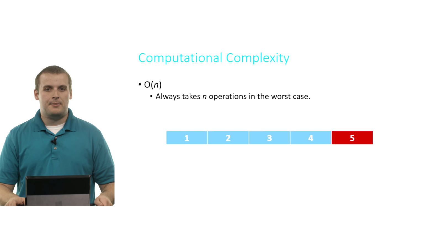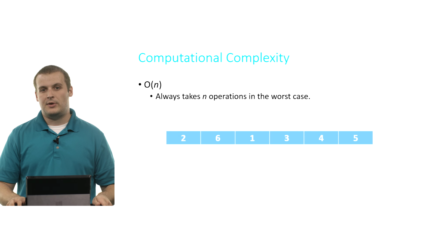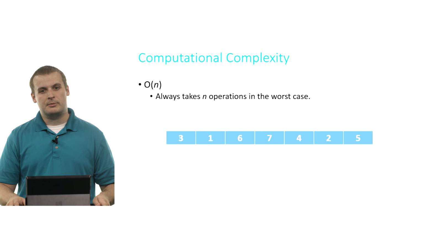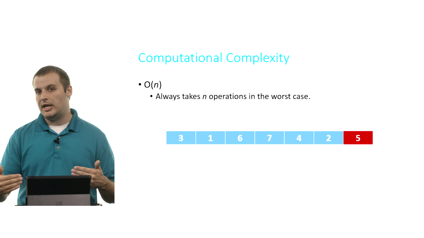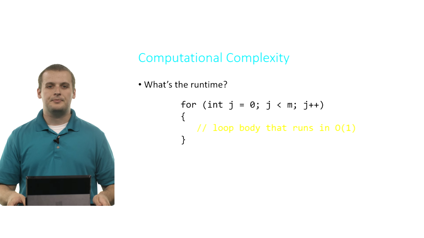We can confirm that by extrapolating a little bit. If we had a 6-element array and we were looking for the number 5, it might take 6 steps. If we have a 7-element array and we're looking for the number 5, it might take 7 steps. As we add one more element to our array, it takes one more step. That's a linear algorithm in the worst case.